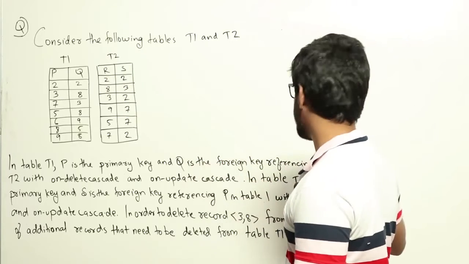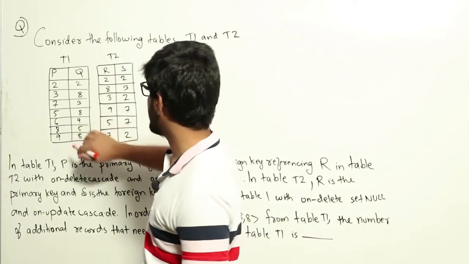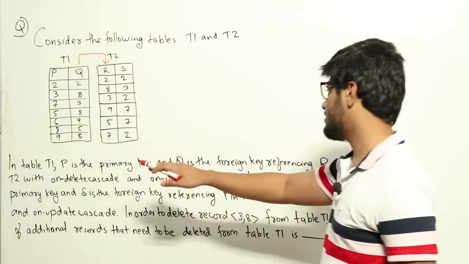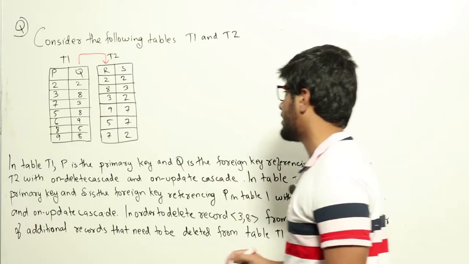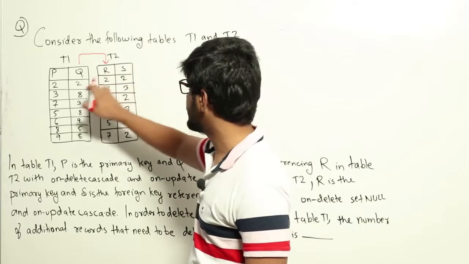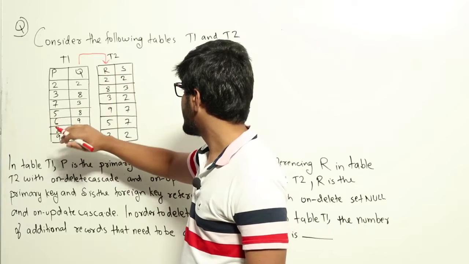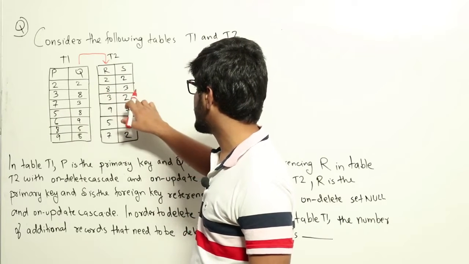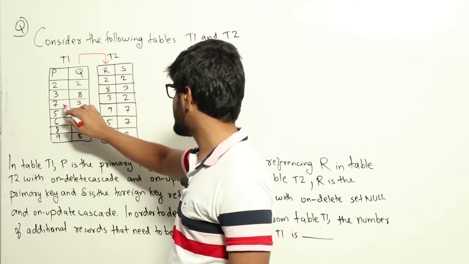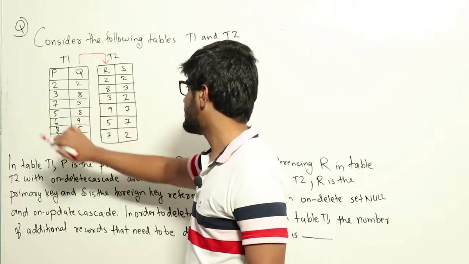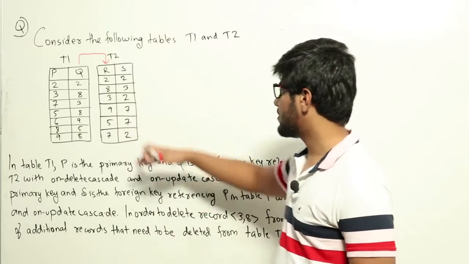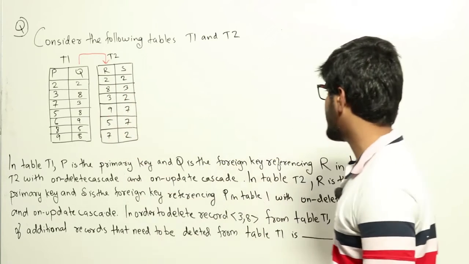Q is the foreign key referencing R in table T2, and it is saying on delete cascade, on update cascade. Meaning if something in T2 is deleted from here, we need to cascade the deletes. So let us say if we are deleting row 3, 2 from table T2, then we will need to delete whoever is referencing 3. So for example, 7, 3 is referencing 3 here. So 7, 3 will have to be deleted in such a case. That is called on delete cascade. On update cascade means whenever something is updated here, that update also has to be cascaded here.